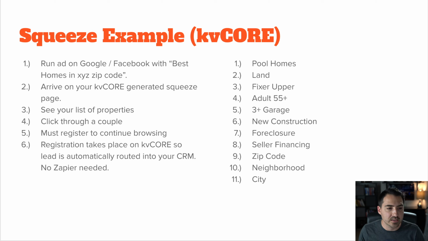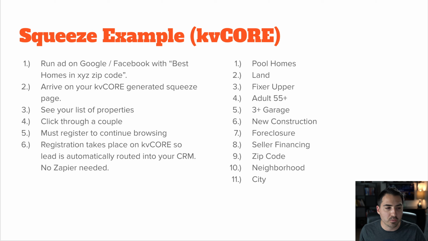So, for instance, I already kind of talked to you about pool homes. So let's go ahead and just do best homes in 78258. I kind of gave you that example. So you're going to run that ad on Google. You can run it on Facebook, so I put it in there. But I recommend doing it on Google because, again, if you do it on Facebook and then you send them to kvCORE, you're kind of getting the worst of both of those scenarios. But they're going to arrive then on your kvCORE generated squeeze page once they've clicked on that link.